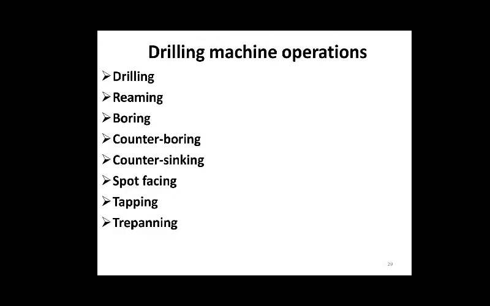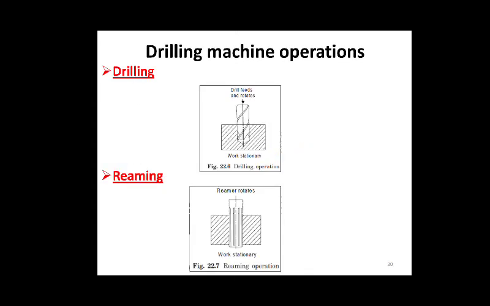So these are the operations which are performed on a drilling machine, that is drilling, reaming, boring, countersinking, spot facing, tapping and trepanning. So let us see. First, drilling. Drilling is the operation of producing a circular hole in a solid metal by using a revolving tool which is called a drill. Before drilling, the center of the hole is located on the workpiece by drawing two lines at right angles to each other, and a center punch is used to produce an indentation at the center. In such a way, drilling is performed.